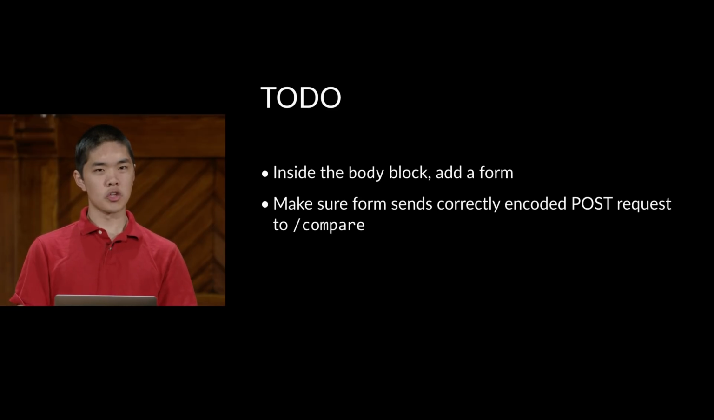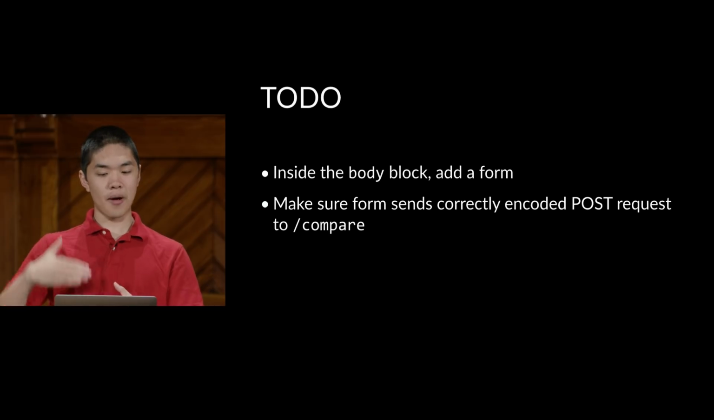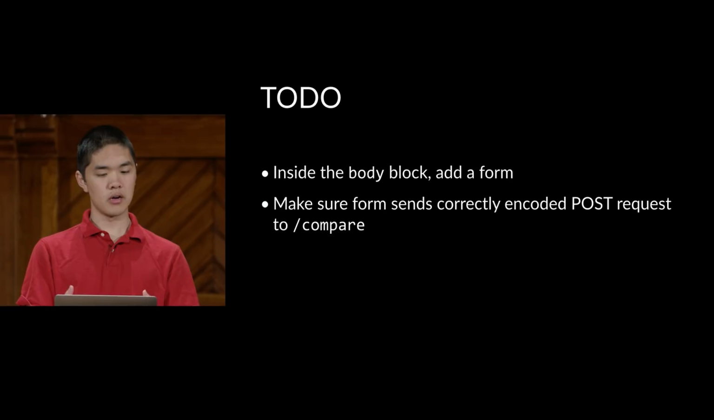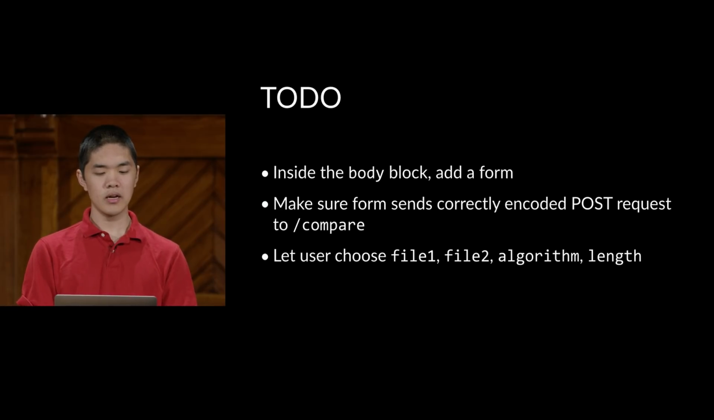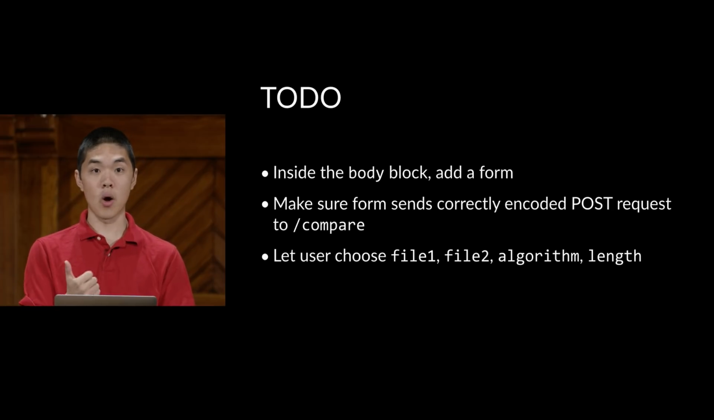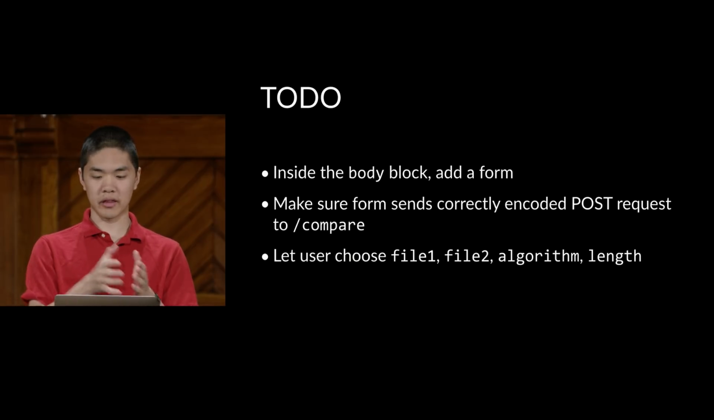Inside that form, you'll want to eventually send the data from that form in a post request to the route /compare of our web application. Inside of the form, you'll want to let the user choose two files, file 1 and file 2, which they'll upload to your web application, in addition to choosing an algorithm for how they want to compare those files, either comparing by lines, or comparing by sentences, or comparing by substrings.